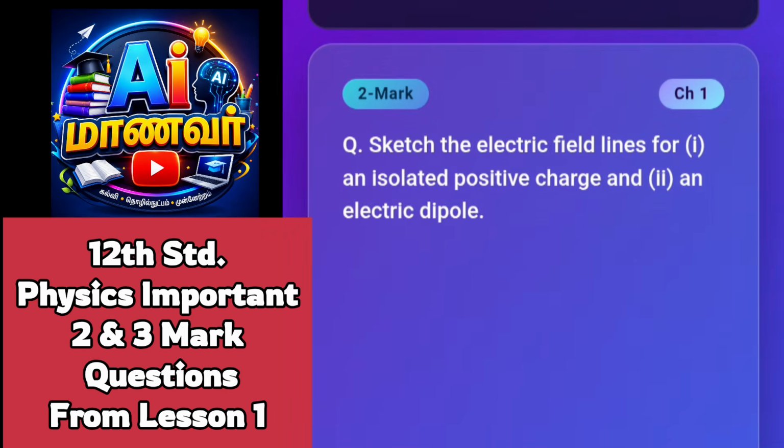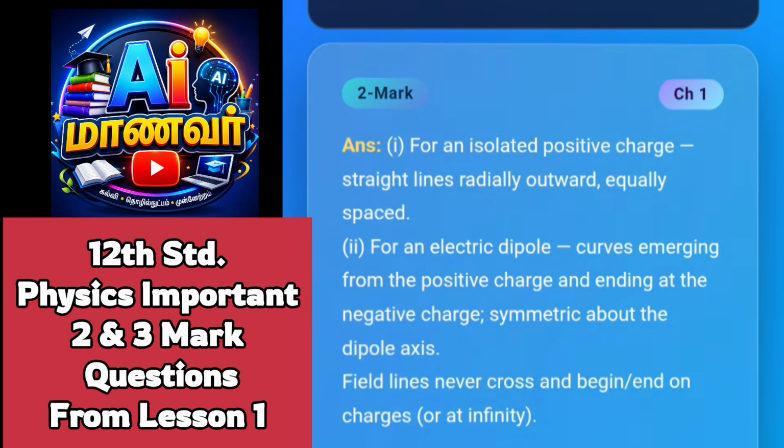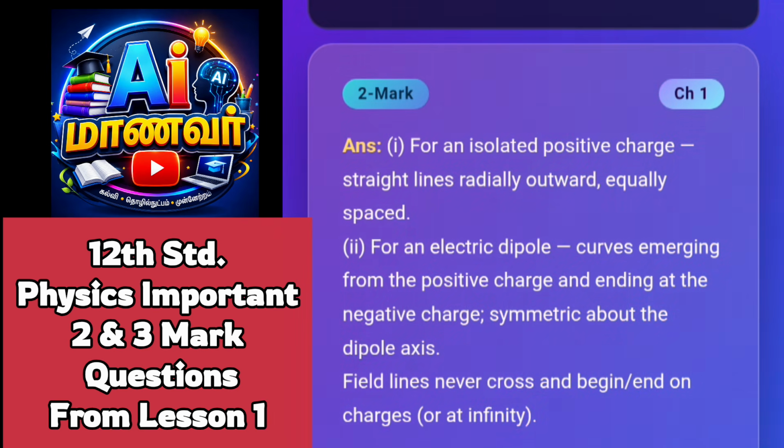Sketch the electric field lines for an isolated positive charge and an electric dipole. For an isolated positive charge, straight lines radiate outward, equally spaced. For an electric dipole, curves emerge from the positive charge and end at the negative charge, symmetric about the dipole axis. Field lines never cross and end on charges or at infinity.